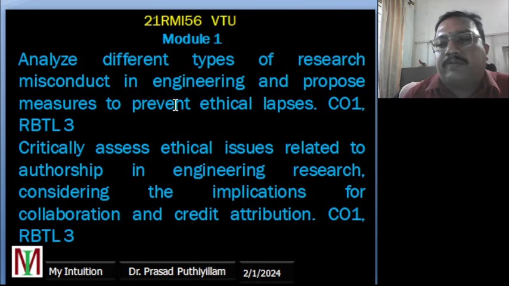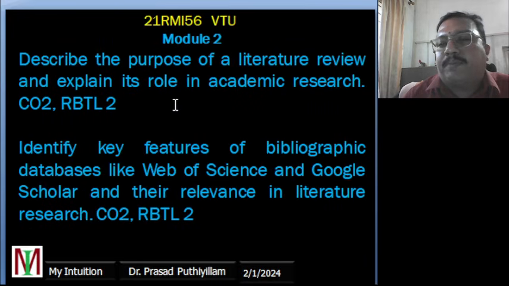Analyze different types of research misconduct in engineering and propose measures to prevent ethical lapses, that is level 3. Critically assess ethical issues related to authorship in engineering research, considering the implications of collaboration and credit attribution, that is level 3. Describe the purpose of a literature review and explain its role in academic research, that is level 2.